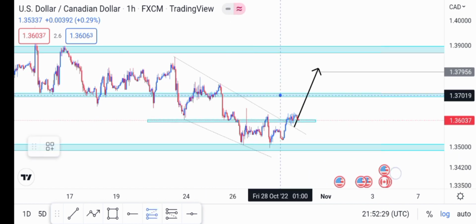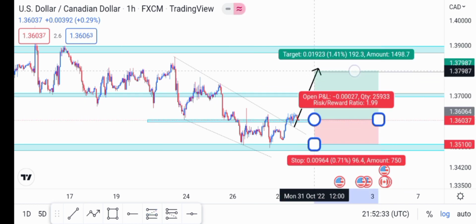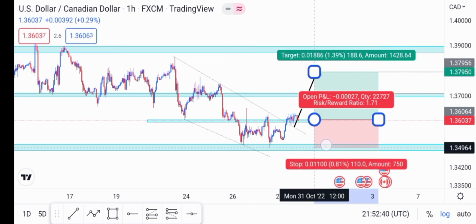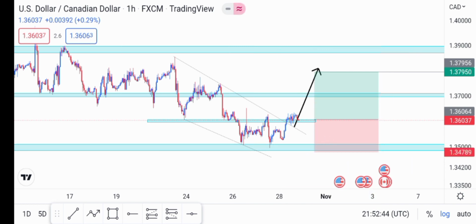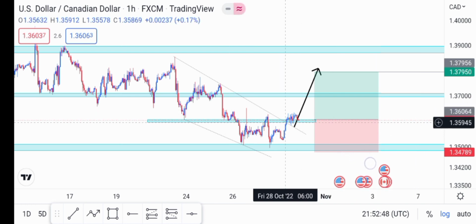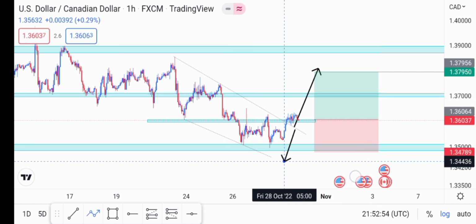For the entry level, you can enter right over here, and overall take profit maybe right over there. And if the market decides to come back to this area here, let us put it right over here, guys, to be on the safer side. But when the market respects this pattern right over here, just know we'll be pushing to this area here.